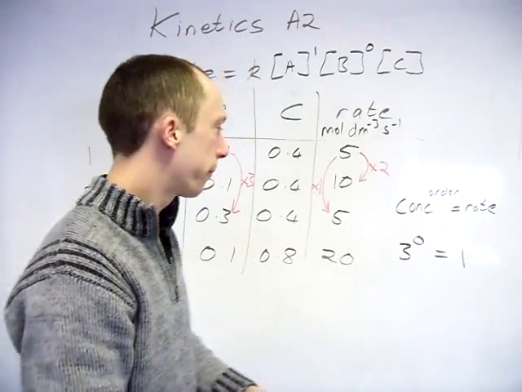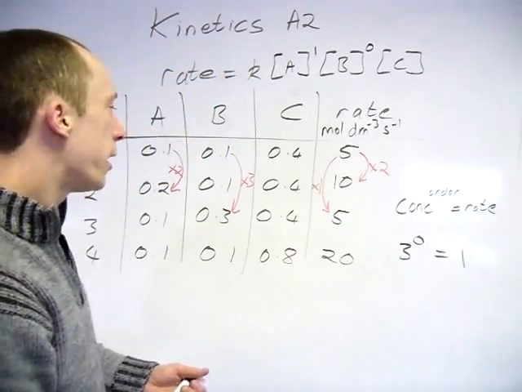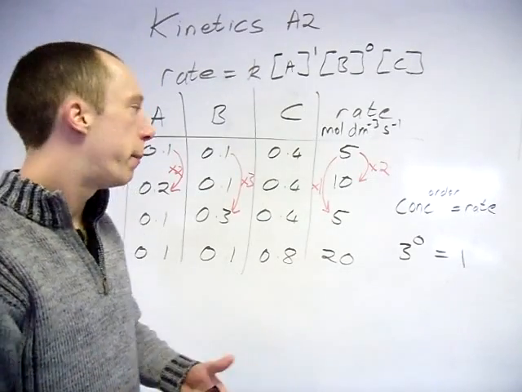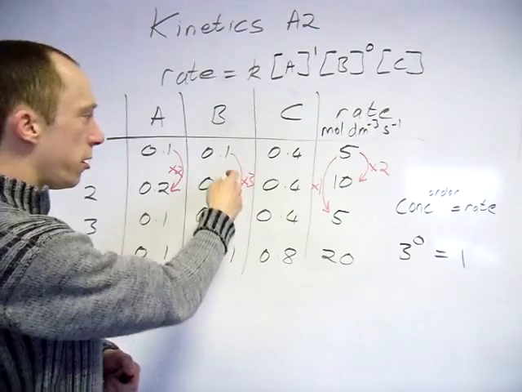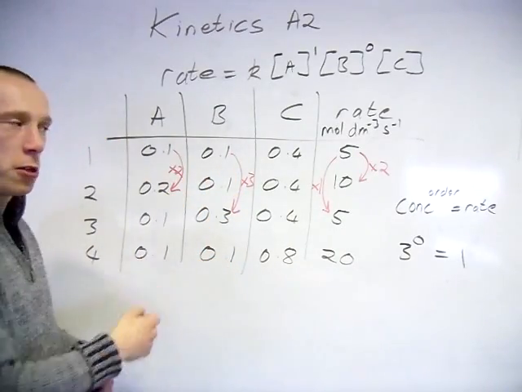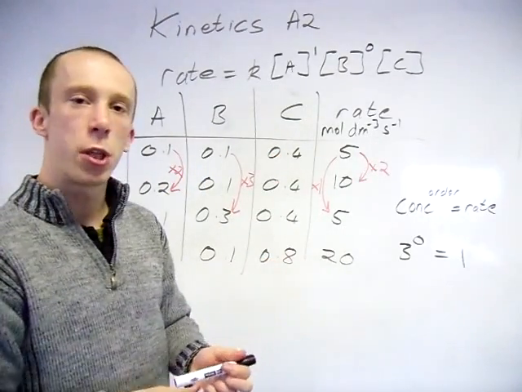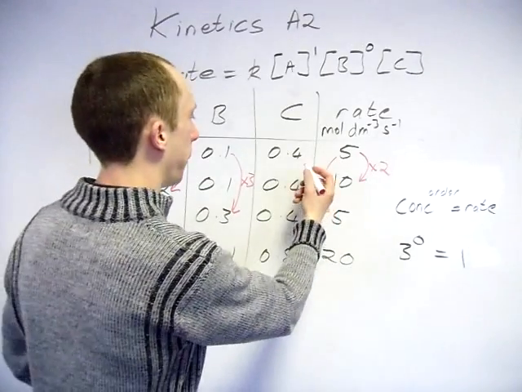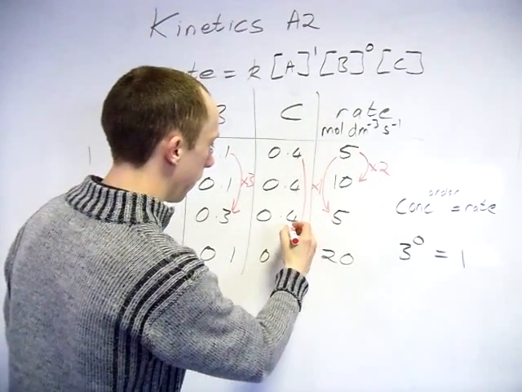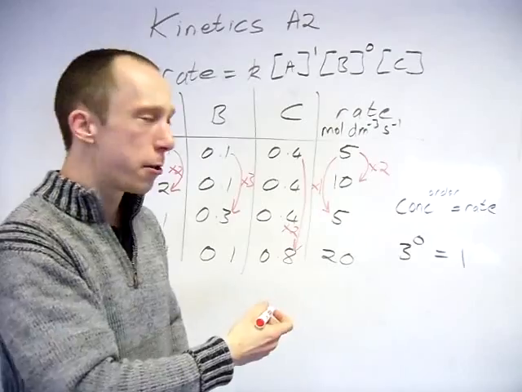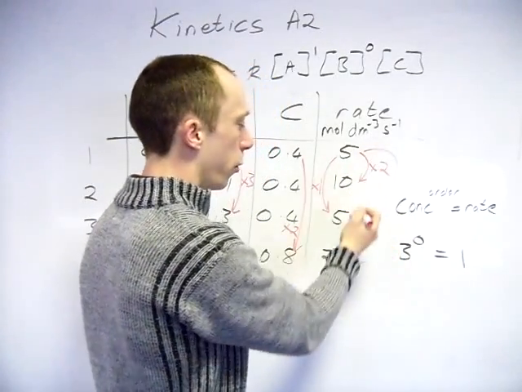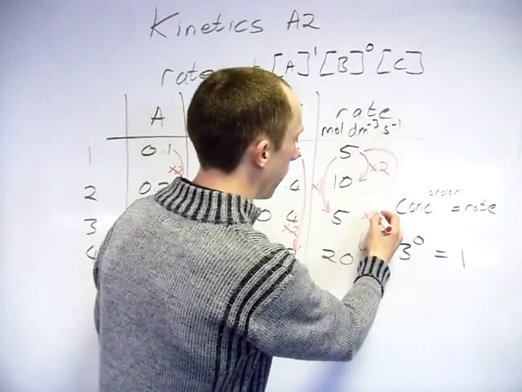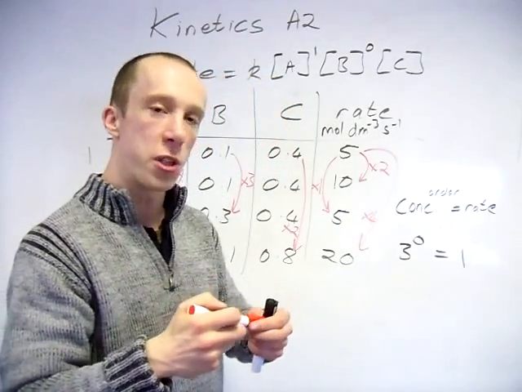So now to find out C, I want 2 lines where A and B are the same. As we can see, lines 1 and 4 are constant, 0.1, 0.1, and so forth. What happens to the concentration of C? Well, it doubles. Now look at what happens to the rate. So going from 5 to 20, you can see it goes up 4 times.